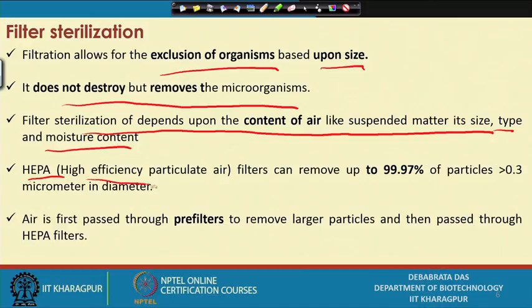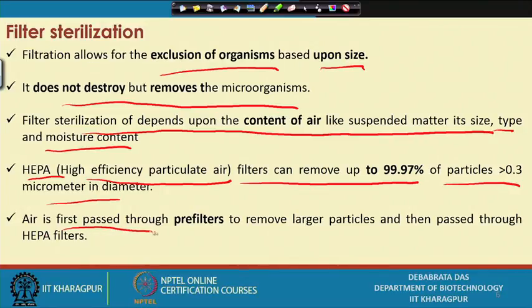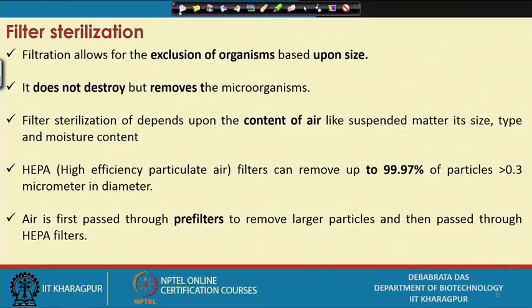Now, HEPA filtered. HEPA means high efficiency particulate air. The filter can remove 99.97% of particulates greater than 0.3 microns in diameter. Air is first passed through the pre-filter to remove the large particles and then passed through the HEPA filter. Why is the pre-filter required? So that the load on the HEPA filter will be a little bit less.